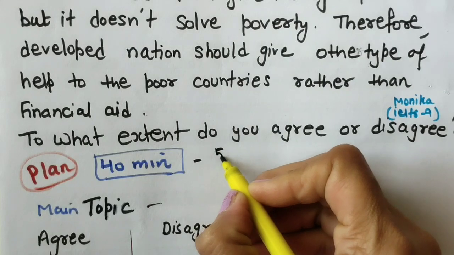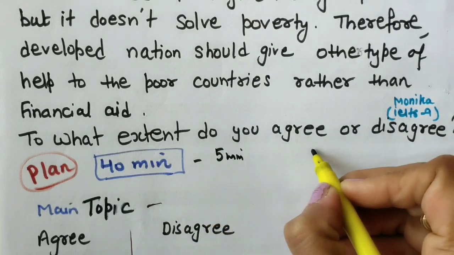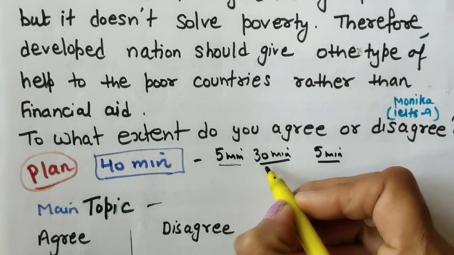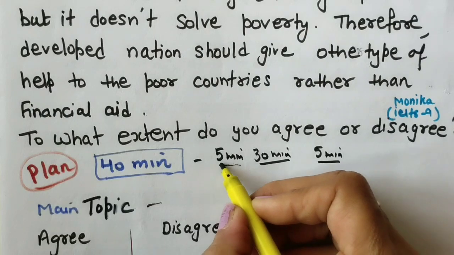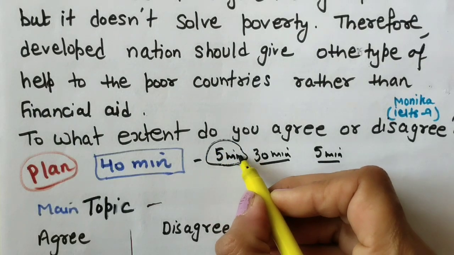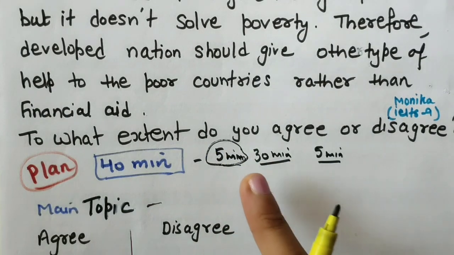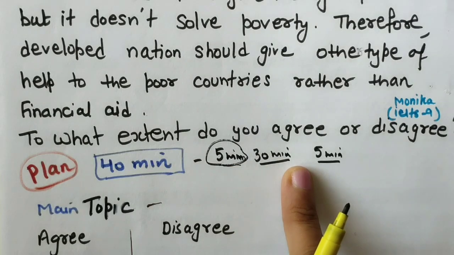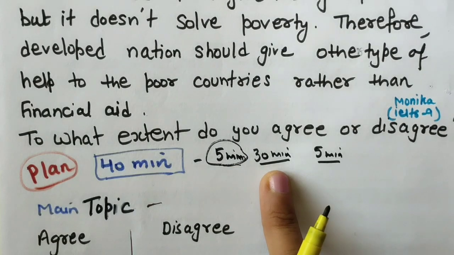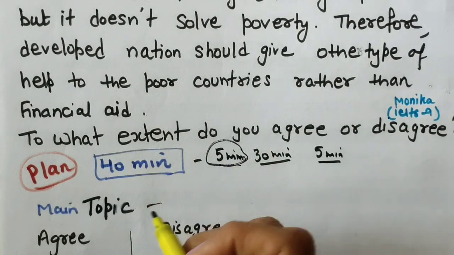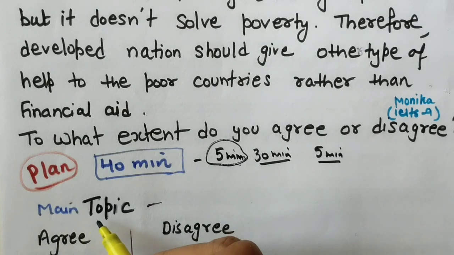So in the first 40 minutes, what are you going to plan? Definitely the first 5 minutes for planning, then you will be writing your essay. If you have proper planning, I mean proper points to write in the body paragraphs, definitely 30 minutes would be enough for you. Okay, so let's find the main topic.